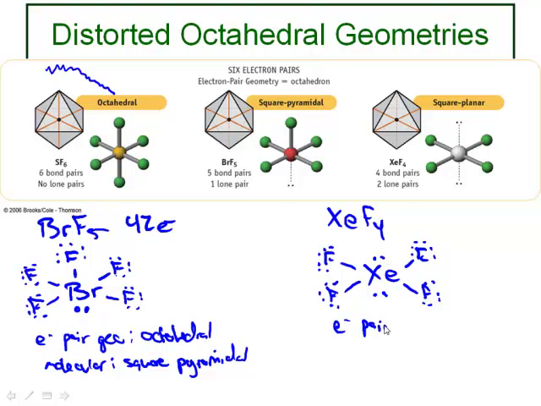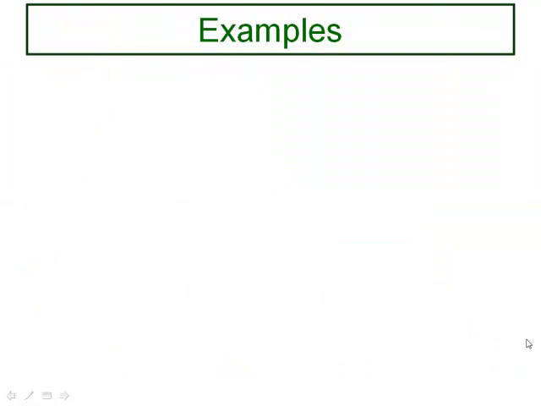So the electron pair geometry, just for the people on the internet, is octahedral. The molecular geometry is square planar. Okay. Do you guys have any questions? Oh, yeah, there's like 2 more. Yeah, but we're not going to look at those.